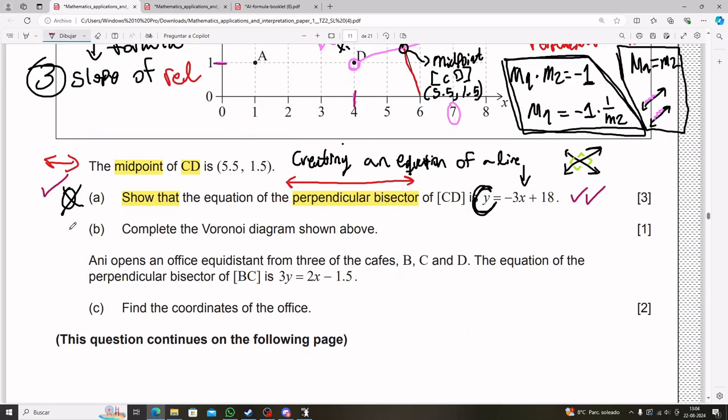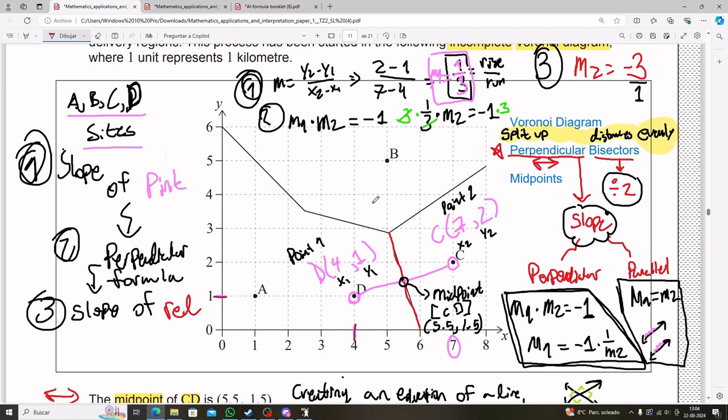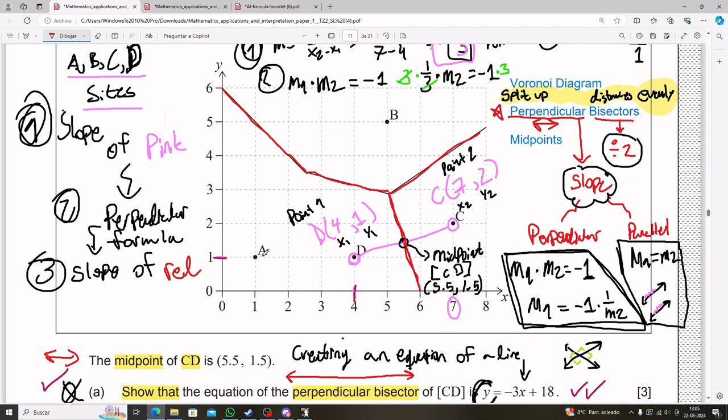Pretty simple. For part B, we need to complete the Voronoi diagram shown above. So, notice, site B is split up from C with this perpendicular bisector. C is split up from D with this perpendicular bisector that we just found. B is split up from A with this perpendicular bisector, and B is split up from D with that perpendicular bisector. So which one do we still need to split up? We still need to split up A and D, okay?